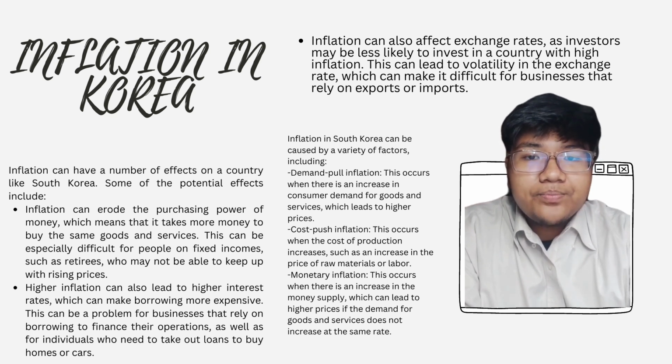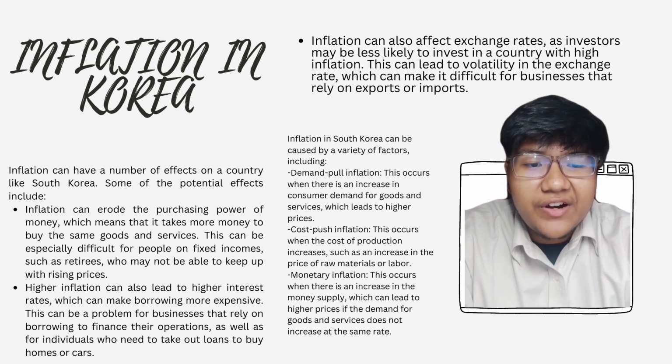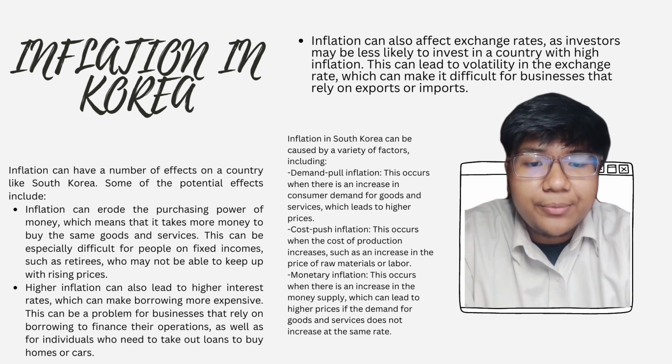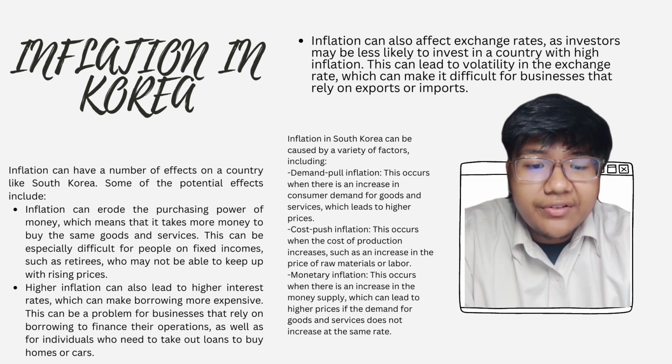Inflation in South Korea can be caused by a variety of factors, including demand pull inflation, cost push inflation, and monetary inflation. Demand pull inflation occurs when there is an increase in consumer demand for goods and services, which leads to higher prices. For example, if the South Korean economy is growing rapidly and there is high demand for housing and consumer goods, this can lead to an increase in prices. Next, cost push inflation. This occurs when the cost of production increases, such as an increase in the price of raw materials or labor. For example, if the cost of oil increases, this can lead to an increase in the price of transportation, which can then lead to higher prices for goods and services.